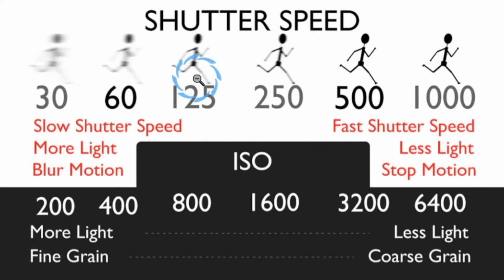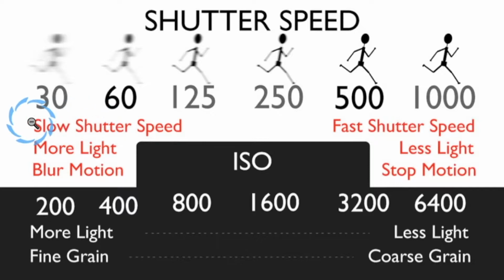Now, these little blurry things have to do with action. They don't have to do with handheld images. So this person is supposed to be running. The next one is 500. 500 is the minimum shutter speed to stop action. You're going to be better off using 1,000, but 500 is the minimum. Down here in red, I have more information about shutter speed.